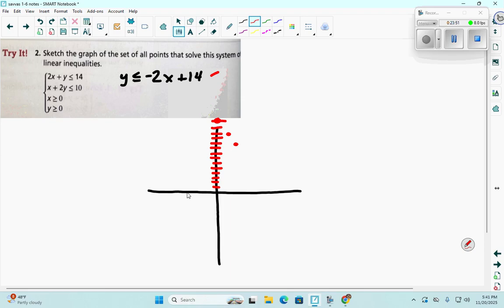So I would be able to extend this line so it keeps on going. Okay, next one, if I get the y by itself, so let's do this one again. Actually, I'm going to plug in zeros on this one, okay? So I'm going to plug in a 0 for x, solve for the y, and plug in 0 for y, and solve for the x.